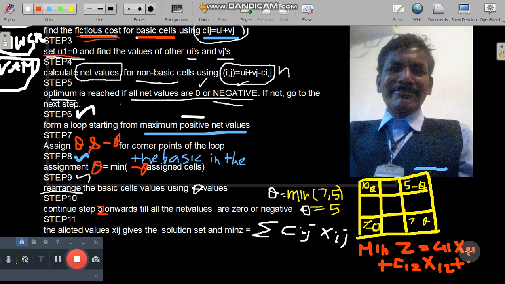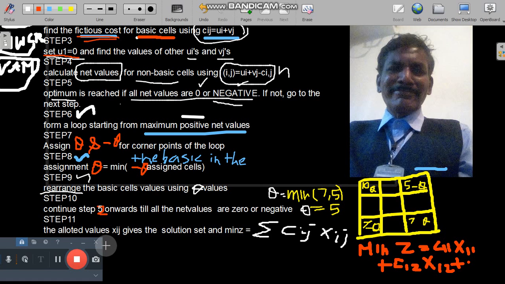That's all. We cannot go further for this particular new table. If any one positive number or more than one positive number comes here, then we can go further. That is drawing the loop, assigning theta, then rearranging. So this cycle should go on and on till all net values are 0 or negative. If all values are 0 or negative, that's the final solution. That is the optimal solution for us.